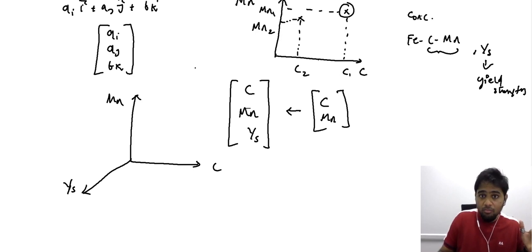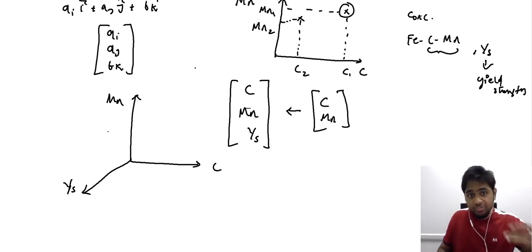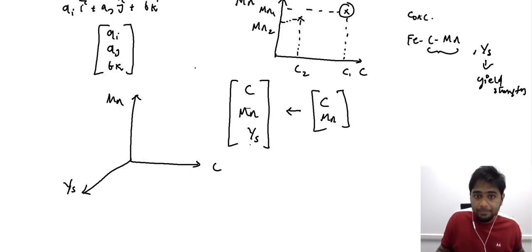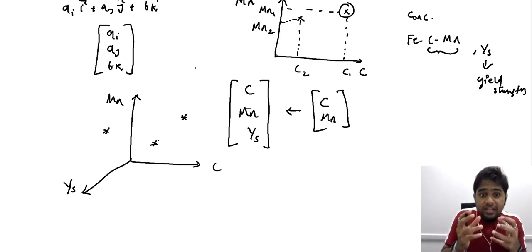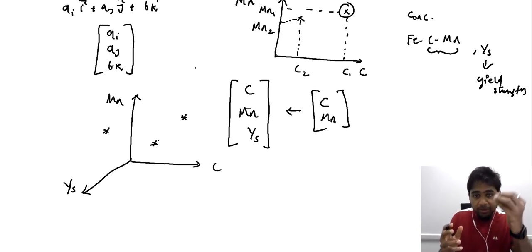So we have now moved away from a two-dimensional vector space to a three-dimensional vector space by considering another feature or property, that is the yield strength. Now each point in this vector space represents not only the concentration but also the yield strength associated with that particular alloy.